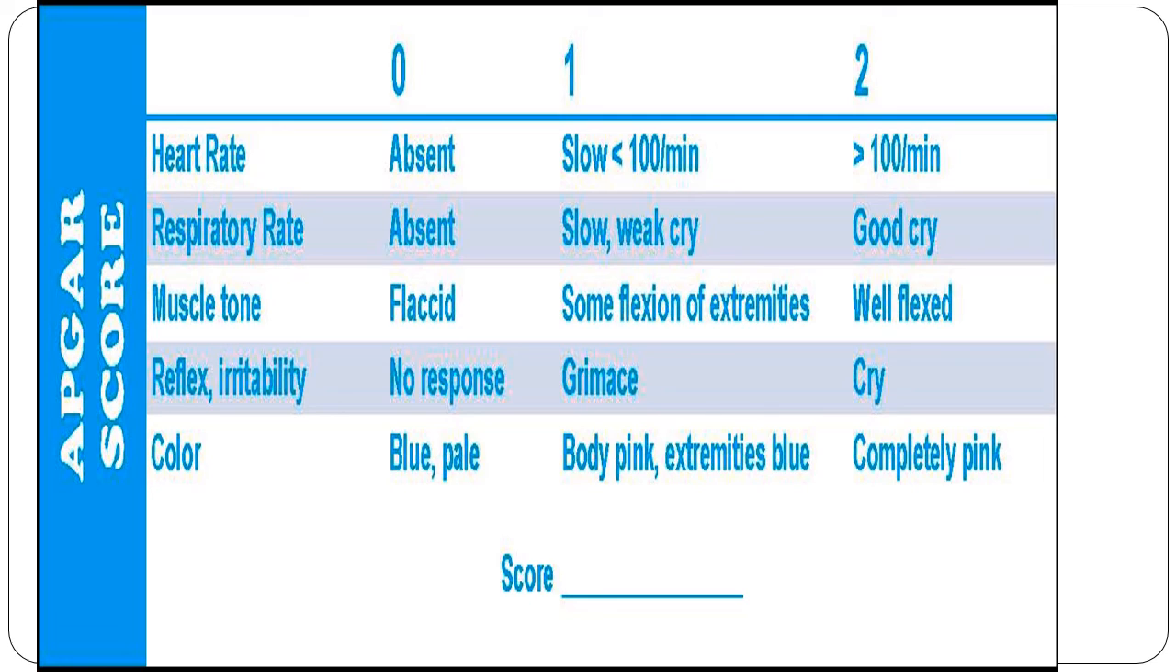The reflex irritability. So how do we do this? Typically it's by putting a little suction in their nose or flicking their feet. If they don't do anything, they get a 0. If they just kind of make a face, a little grimace, they get a 1. And if it really makes them angry, they get a 2. Their color, if they're blue, pale, they get a 0. If their body is pink and their extremities are blue, they get a 1. And this is where most babies will lose a point because a lot of babies have acrocyanosis. If they're completely pink, they get a 2.